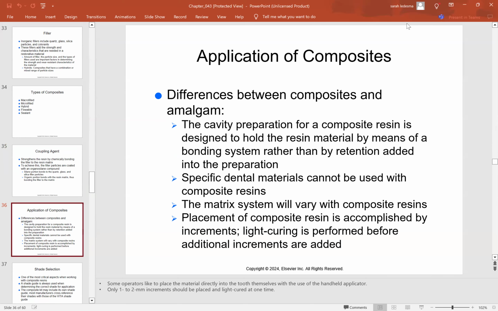There are a couple differences between amalgam and composite. One being the cavity preparation for a composite resin is designed to hold the resin material by means of a bonding system, so we don't need those retention grooves like we would in the amalgam preparation. Specific dental materials cannot be used with composite resins. We want to always make sure that we're looking at the manufacturer's instructions. A matrix system will vary with composite resins. Placement of composite resin is accomplished by increments. Light curing is performed before additional increments are then added.